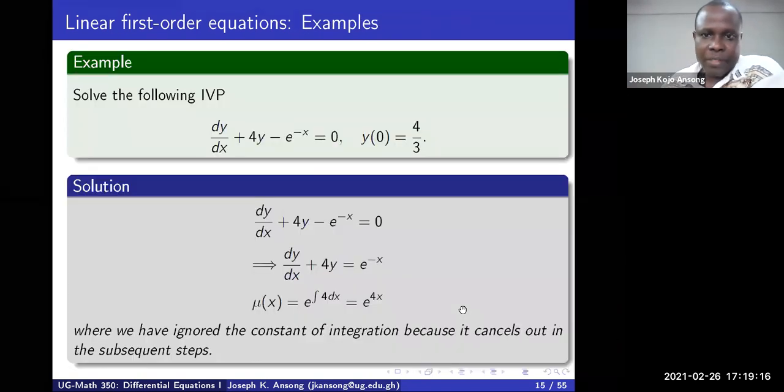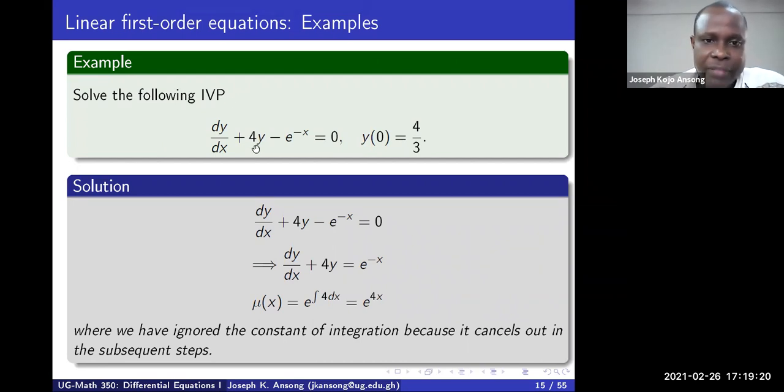Let's do some examples to illustrate this. So here's a differential equation, dy dx plus 4y minus e to the negative x is equal to 0. And we are given an initial condition here: when x is 0, y is 4 over 3. So this is a condition. Forget about this condition for now. Concentrate on this equation first.